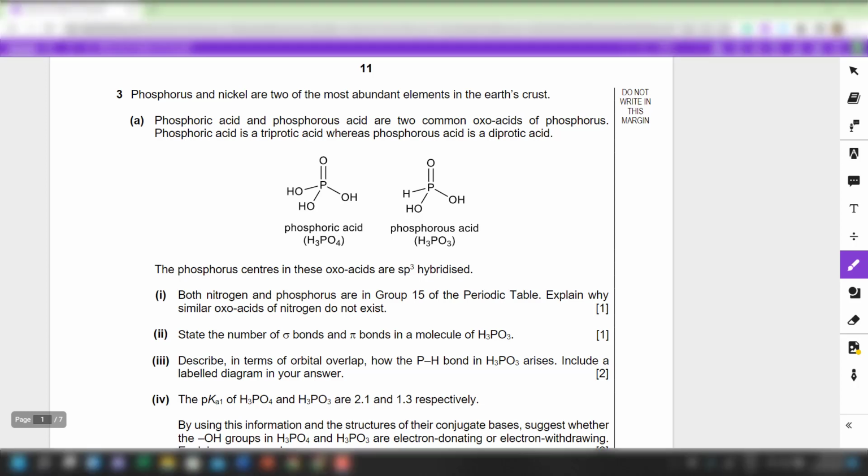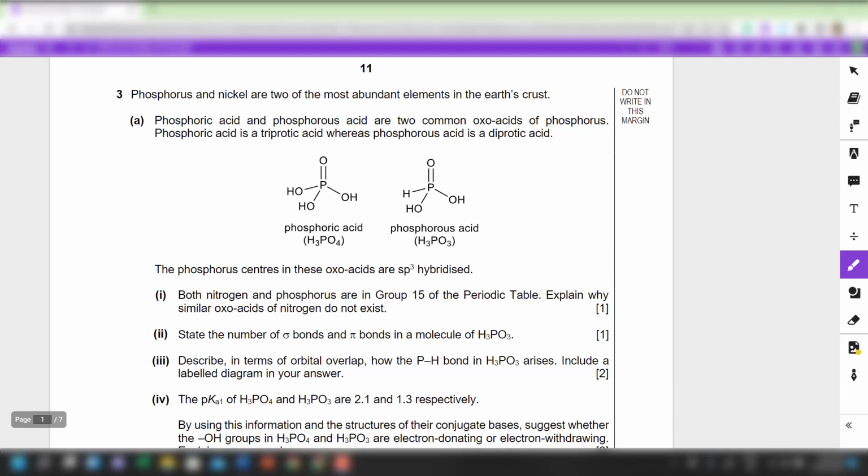Hello students, I'm going to review question 3 of paper 3, which is probably the most poorly done. So first of all, this question focuses on two elements, namely phosphorus and nickel, and their related compounds as well.